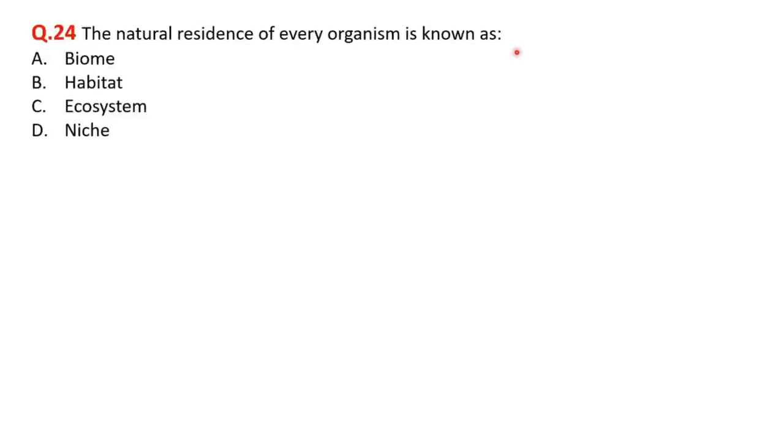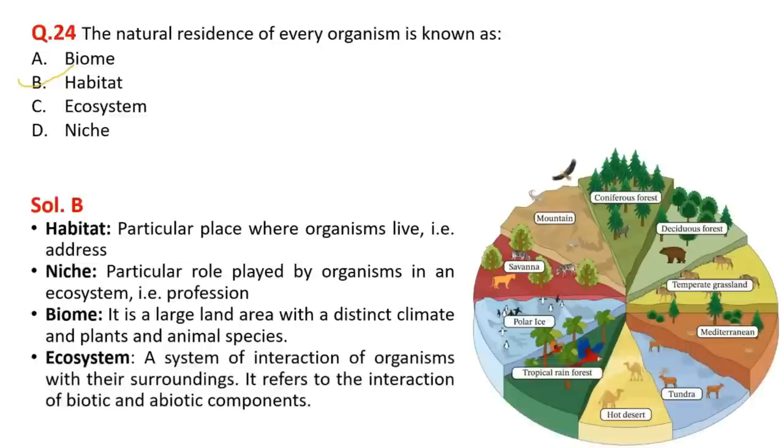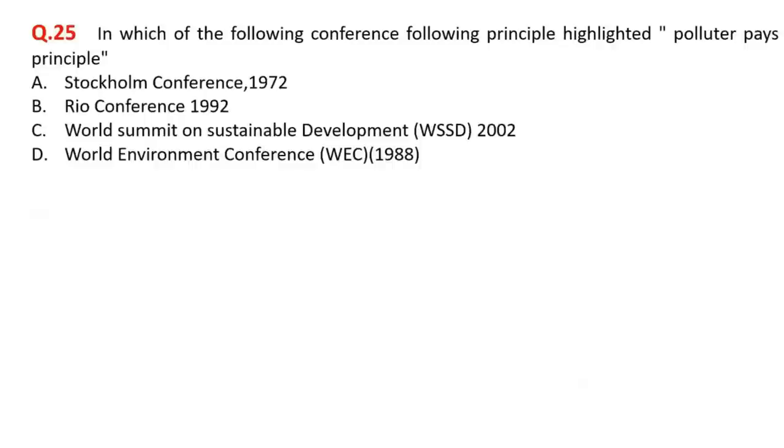The natural residence of every organism is known as, so every organism lives in one particular location, like camels live in deserts. Okay, some grasshoppers and all live in grasslands. Aquatic life lives in the ocean or lakes, like the water ecosystem. Animals and all, they live in forest. Okay, so that is called the natural residence. So this is also known as habitat. Fine. So here all the definitions are explained, so you can read all the definitions. Even I have covered all of them while explaining this particular subject.